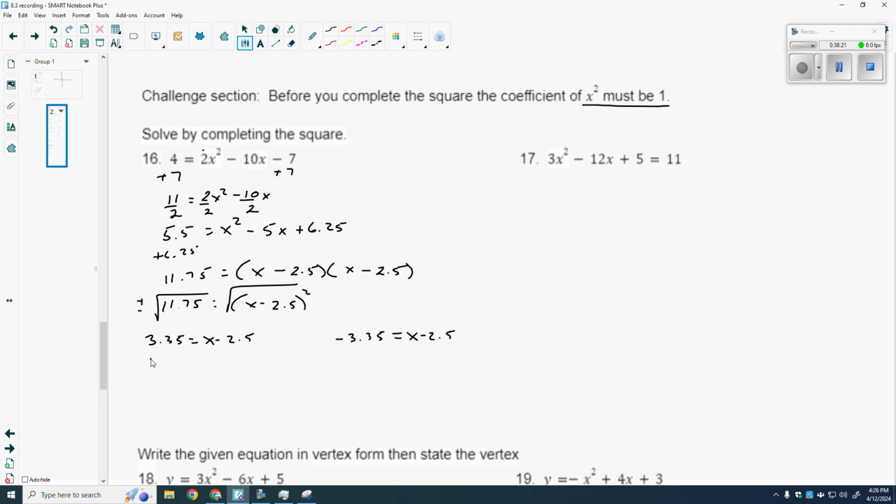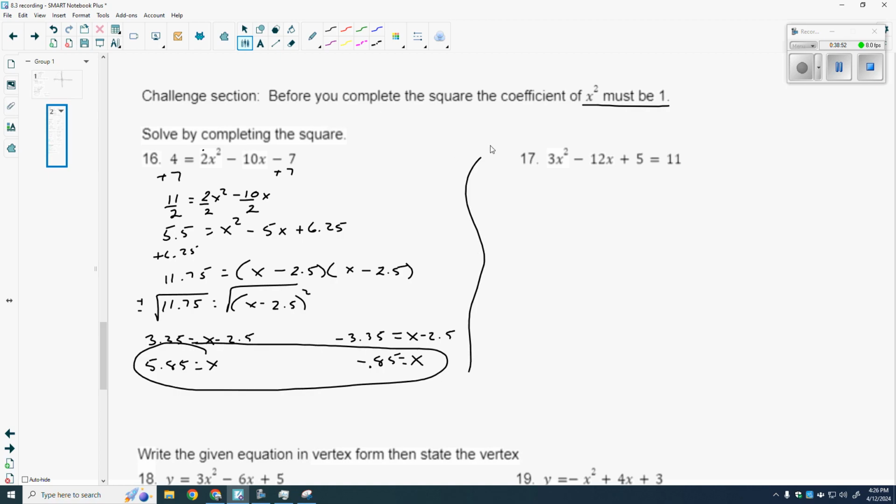Add 2.5 to both sides, and I get 8.85. And I get, not 8, I get 5 point... I can't add. Get 5.85. And then over here, I get x equals negative 0.85. I got my 2 answers. Your turn. Try 17. Hit pause. Give it a try.